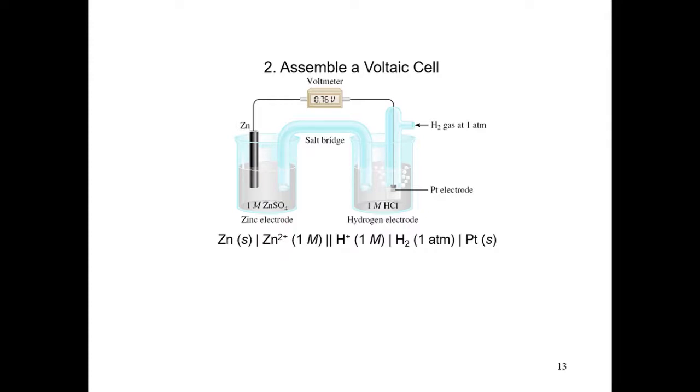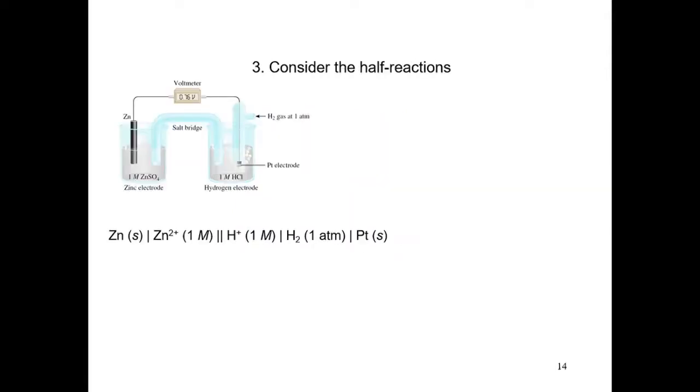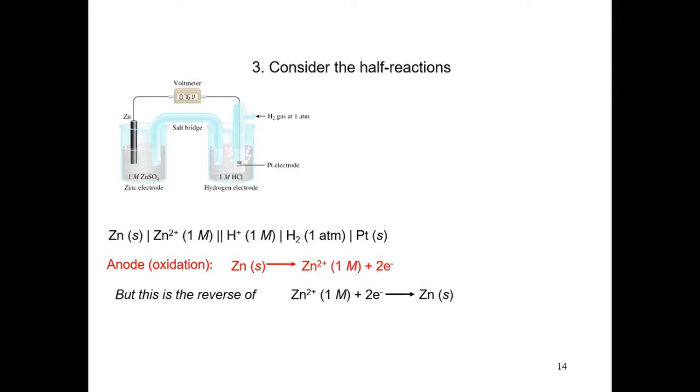Okay, now let's consider the half reactions in this cell. Here is the cell diagram. And we have, first of all, at the anode, we have oxidation. And oxidation consists of zinc being converted into zinc ions at 1 molar concentration with the release of 2 electrons. At the anode, what we would have is the reverse of the reduction reaction, right? If we reverse this equation, we would get the reduction of zinc ions to become zinc.